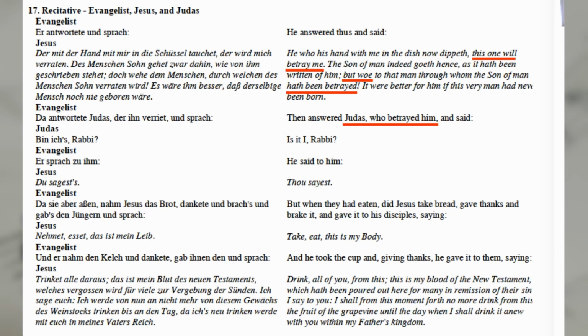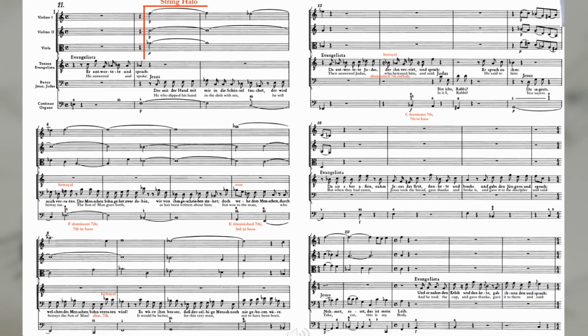This one will betray me, but woe to the Son of Man who hath been betrayed. And the evangelist once again says, answered Judas who betrayed him. So interestingly enough, we'll see exactly how Mr. Bach talks about that. So let's deconstruct this in a few minutes.